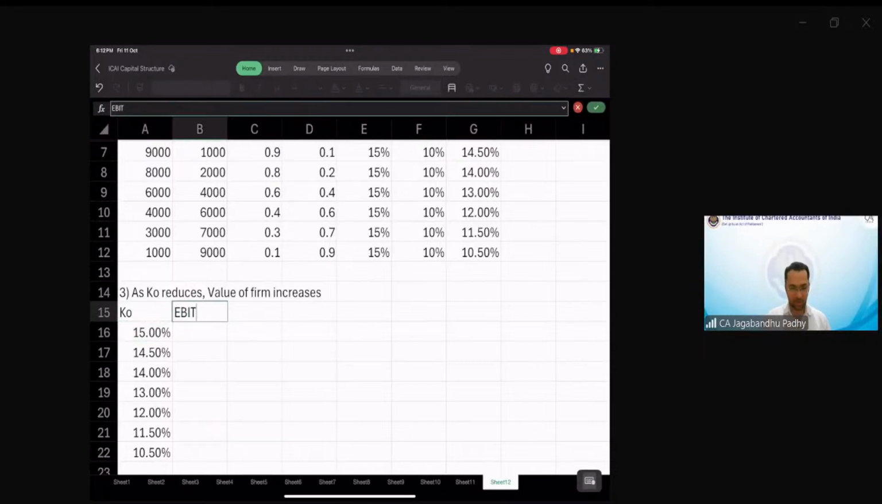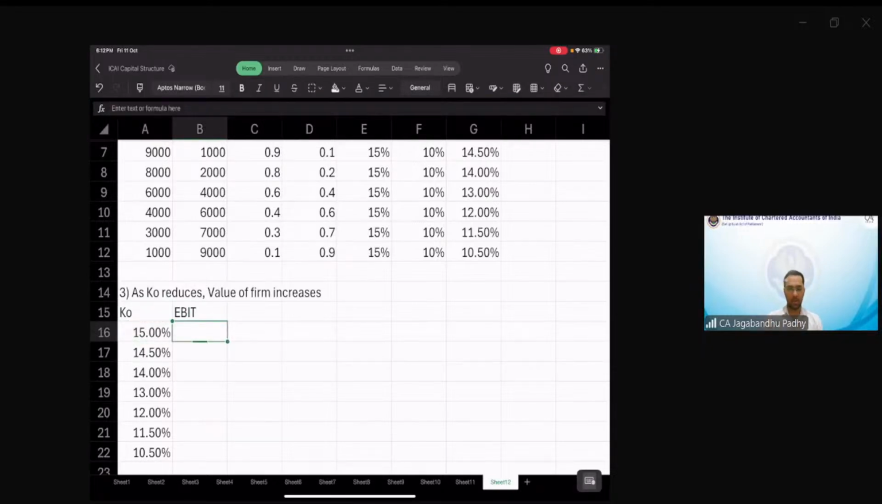So let's say EBIT. Now tell me, if the capital structure is changing, is the EBIT of the firm going to change? If the capital structure is changing, will the EBIT of the firm change? If company takes a loan, will the EBIT of the company change?